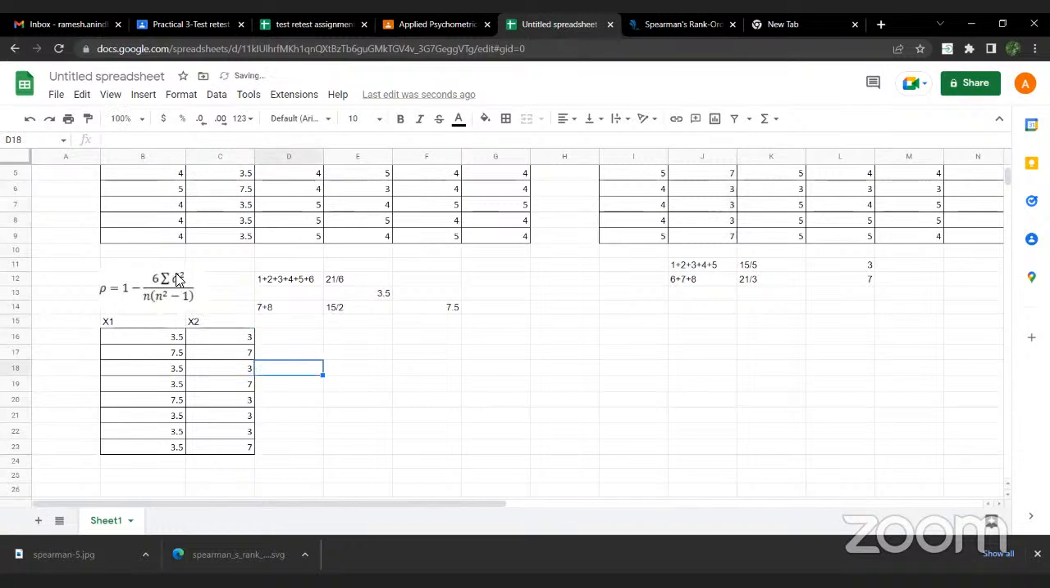So now we need to find out this d squared. In this formula, d squared is nothing but the square of differences. Exactly. So we need to find d first. d is the difference between these two scores. So as you can see, it is 0.5, 0.5, 0.5, again 0.5. Here we have 3.5, same. It is 4. Yes, 4. 0.5, 0.5.